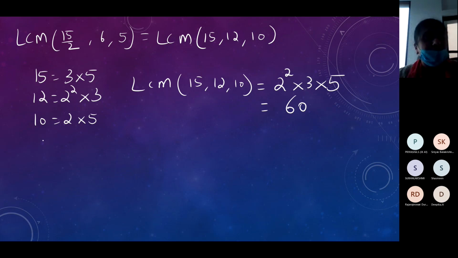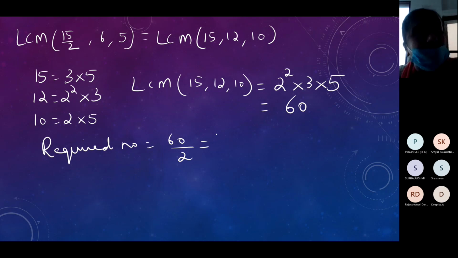Now the required number is not 60. The required number is equal to 60 by 2 because we multiplied all the numbers by 2, right? So now divide the answer by 2 to get the correct number.